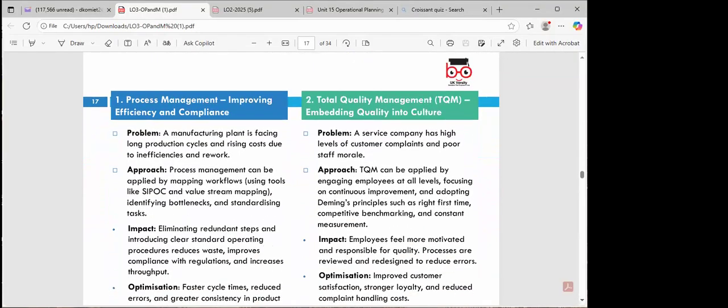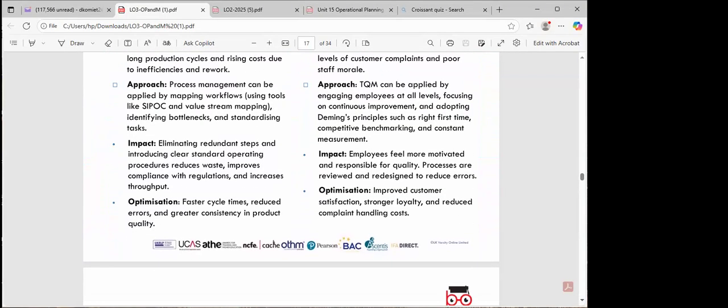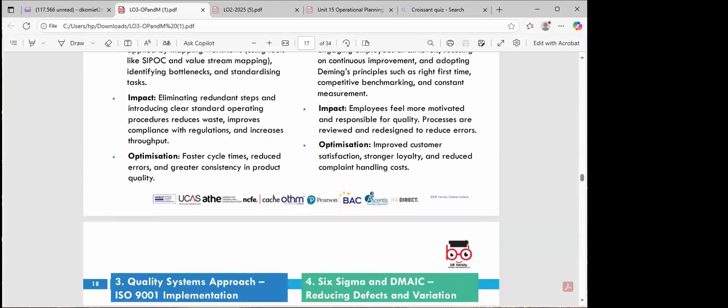We've had a lot of discussion on this. So let's crack on. You can read about this. A problem: a manufacturing plant is facing long lead times. Process management can be applied by mapping workflows and eliminating redundant steps, leading to optimization and faster cycle times. You can look into that as well.